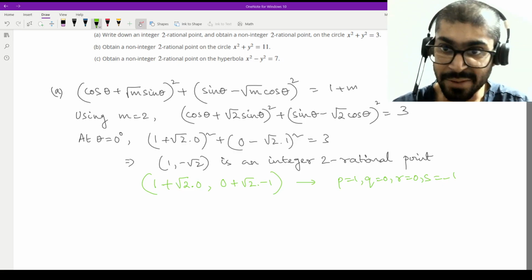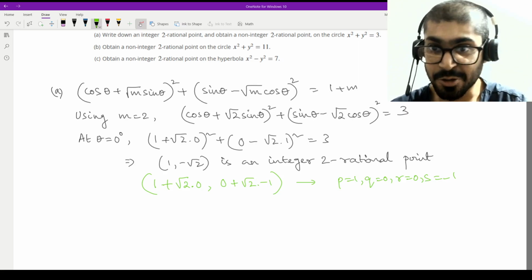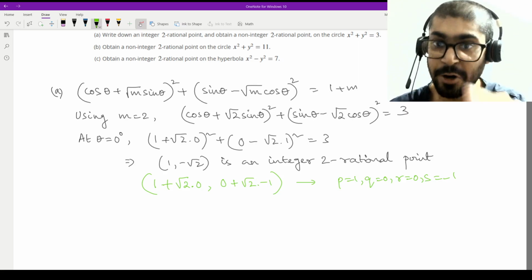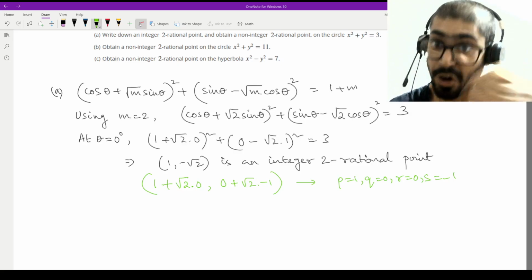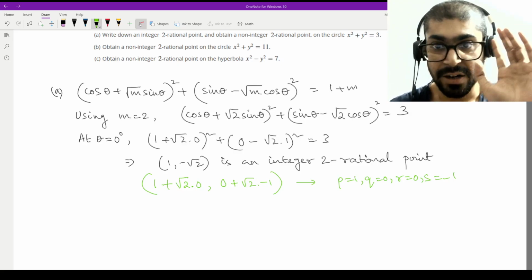Go watch the previous one if you are confused about why minus root 2 is being touted as an integer two rational point. Okay, so p equal to 1, q equal to 0, r equal to 0, s equal to minus 1, all of them are integers, so whatever point we obtain after putting those coefficients will also be our integer two rational point.